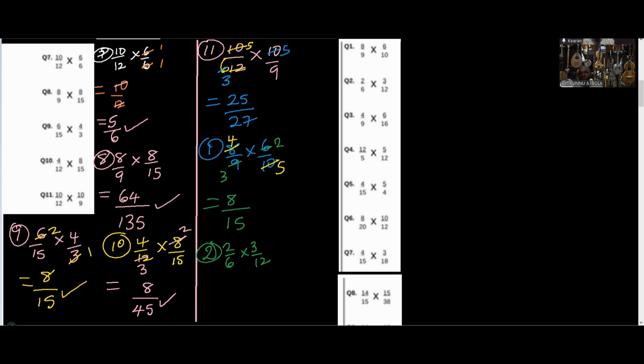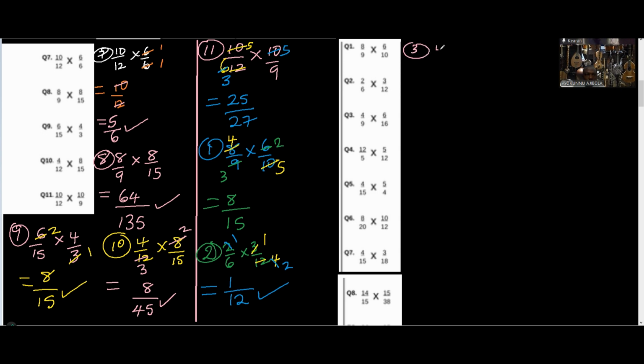3 over 12 is 1 over 4, because 3 here 1, 3 here 4. Then 2 can divide the 4: 2 here 1, 2 here 2. So what number is at the top? Only 1 and 1, which is 1. Then 6 times 2 at the bottom, which is 12. Is that clear? Then number 3.